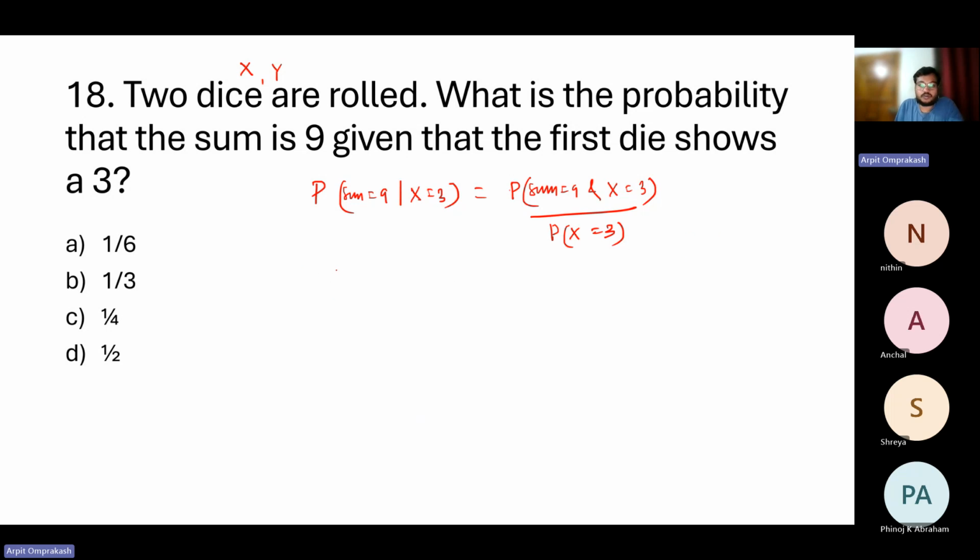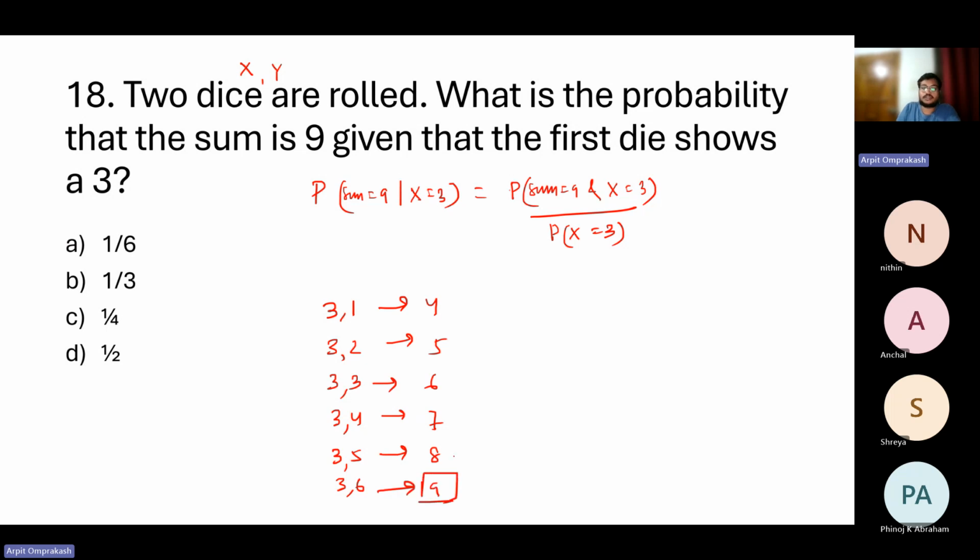Otherwise, the other way to go about it is, since it's two dice and we know what one die is, we'll just have 6 options. The first die has rolled a 3. So the second one can be a 1, a 2, a 3, a 4, 5, or 6. Now the sum here is 4, 5, 7, 8, and 9. So in one of these cases, we have the sum of 9, and in total, we have 6 cases. So this is fixed. It does not matter.